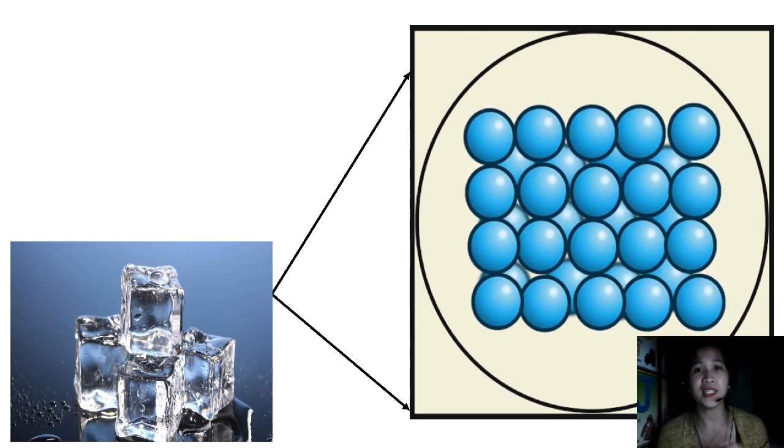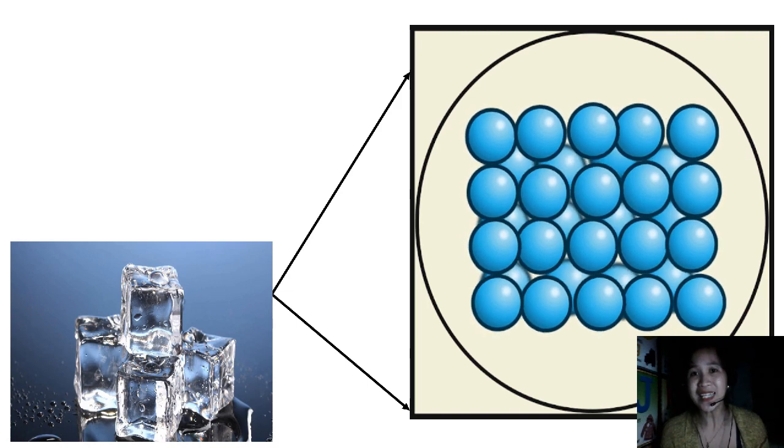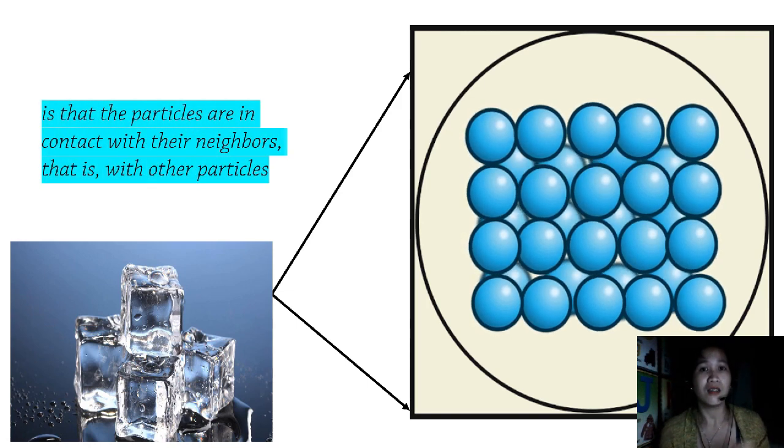They vibrate a little, but in these fixed positions, the particles cannot move around. So the particles of solids are held together by strong forces. One common characteristic of both solids and liquids is that the particles are in contact with their neighbors, that is, with other particles. Thus they are incompressible.